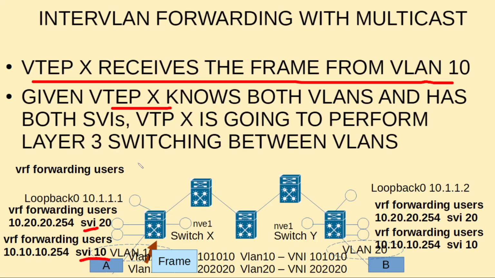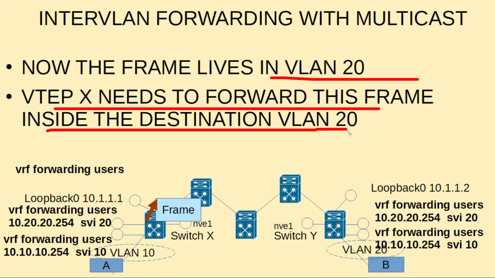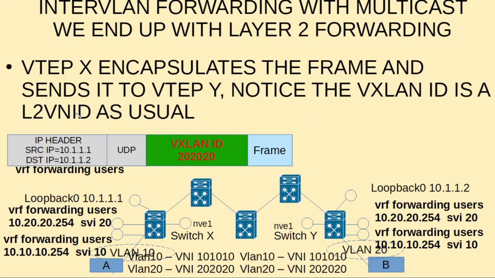So after doing that, the frame now lives in VLAN 20 and it needs to be sent to the destination VTEP. So the VTEP X needs to forward this frame, but this frame lives inside the destination VLAN 20. So after this point, the process is the same as a regular layer 2 forwarding. We are going to build this encapsulation.